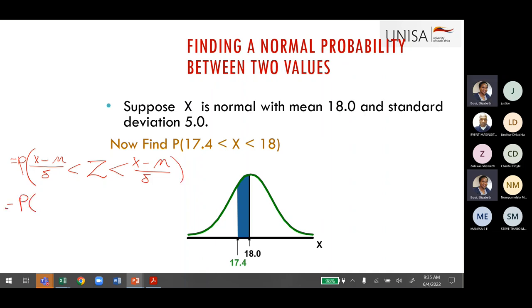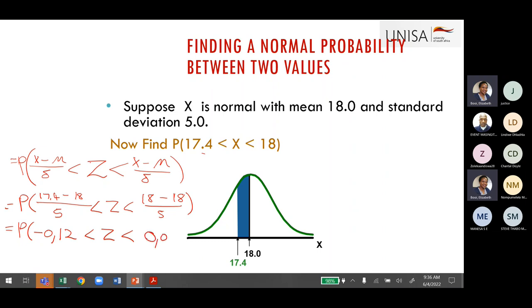And the probability, now we can substitute: our X is 17.4 minus our mean of 18 divided by the standard deviation of 5 that lies between 18 minus 18 divided by 5. Therefore, I need to find the probability. What is 17.4 minus 18 divided by 5? 17.4 minus 18 is minus 0.6 divided by 5. It's minus 0.12. Z less than 18 minus 18 is 0. So I don't even have to divide by 5 because it's still going to be 0.